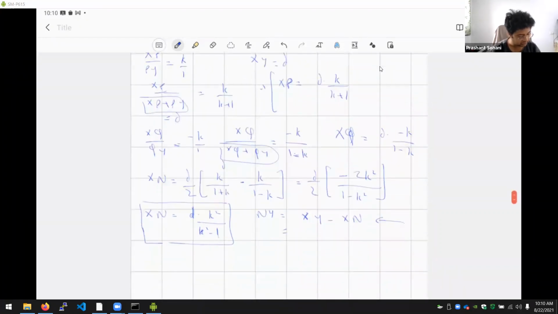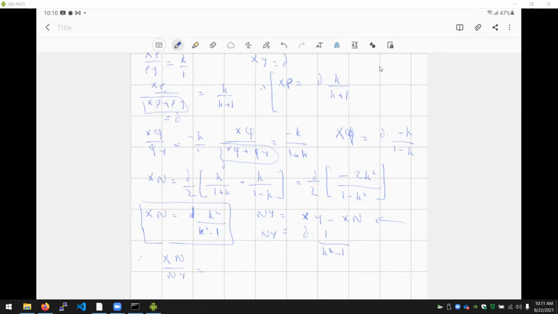So this is nothing but d minus the expression I showed. So this is d times, what will it be? 1 upon k square minus 1. Correct. Therefore, the ratio xn upon ny, what is the ratio? So k square. K square.